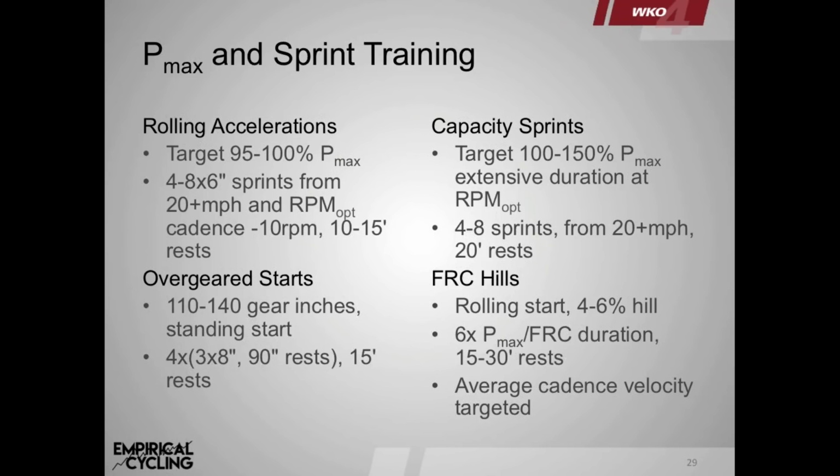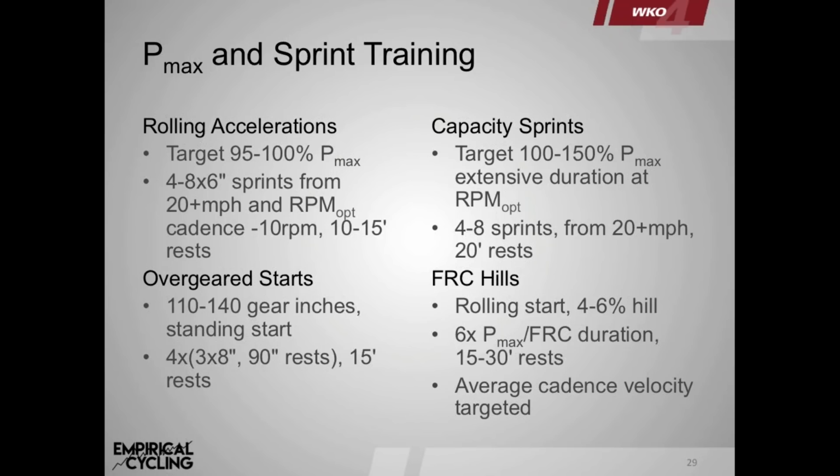On the right, we have capacity sprints. For capacity, I'm not a short repeated effort kind of person, especially for training like this. I prefer to stress the body for longer periods of time and give it a lot of rest to really rebuild those stores. So targeting 100 to 150% Pmax extensive duration at RPM optimal. So this is your eye level 7. Go for the extensive duration, start at Pmax extensive duration, and then build up to 150%. And you're going to look to average RPM optimal.